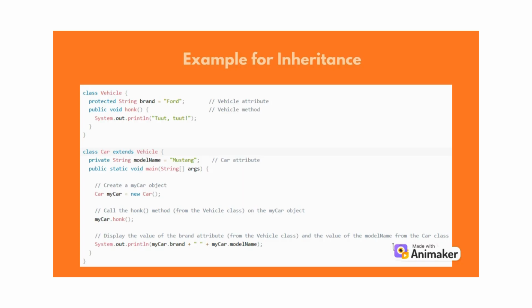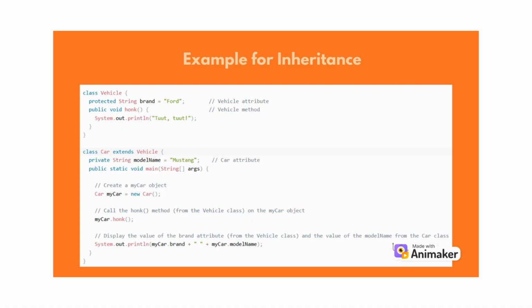Then we have a second class called car, which extends vehicle. This means that car is a subclass and it inherits everything that vehicle has, all its attributes and methods. Class car extends vehicle. Inside the car class, we have added a new attribute called modelName, which stores the value Mustang.